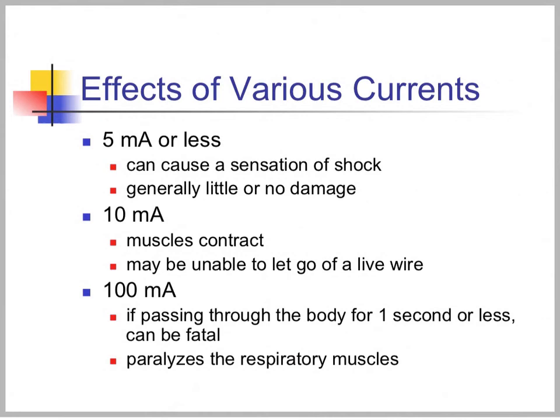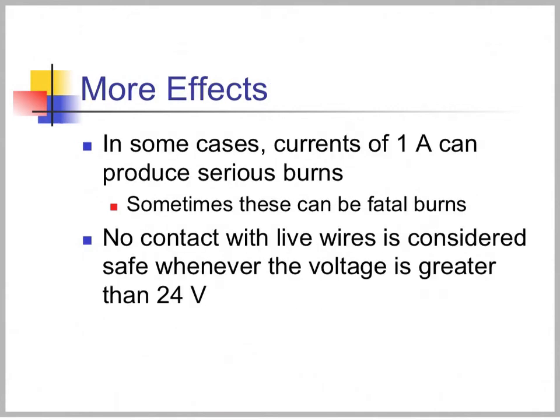And 100 milliamps, if passing through the body for 1 second or even less, can be fatal. It essentially paralyzes the respiratory muscles, and you won't be able to breathe, or your heart can stop. So be very careful around different currents. In some cases, currents of 1 amp can produce serious burns, and they can be fatal. No contact with live wires is considered safe whenever the voltage is greater than 24 volts.